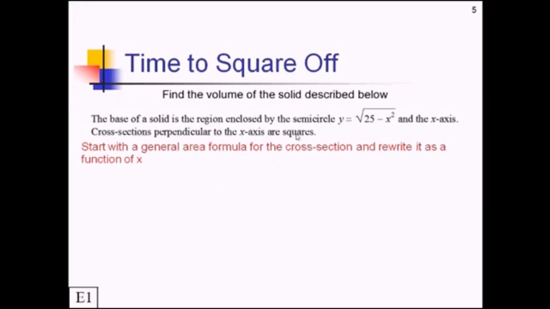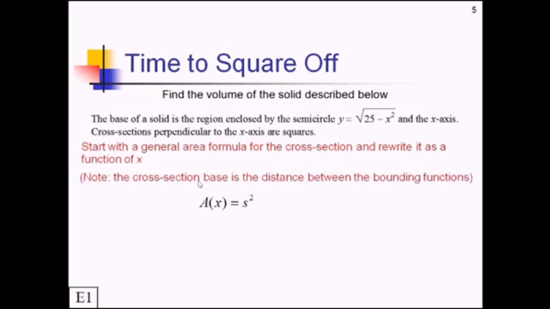So for squares, what's the area of a square? Oh yeah, it's A equals s squared. But since this needs to be written as a function of x, I'm going to start by writing A(x) equals s squared. And of course, I can't just leave s in there. I have to replace this with something with an x in it. So what is one side of the square going to be? The cross-section base, which is one side of our square in this case, is just going to be the distance between your bounding functions. Basically, your distance strip that you would use to figure out the area of the bounded region, you're going to use that as the base of your cross-section.